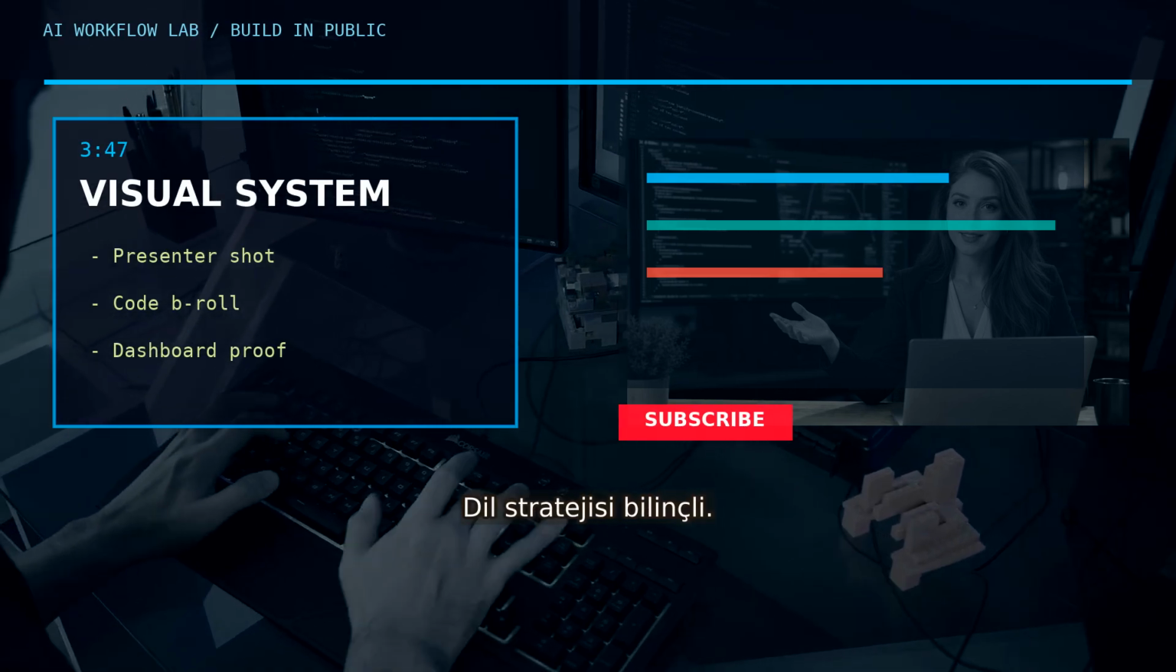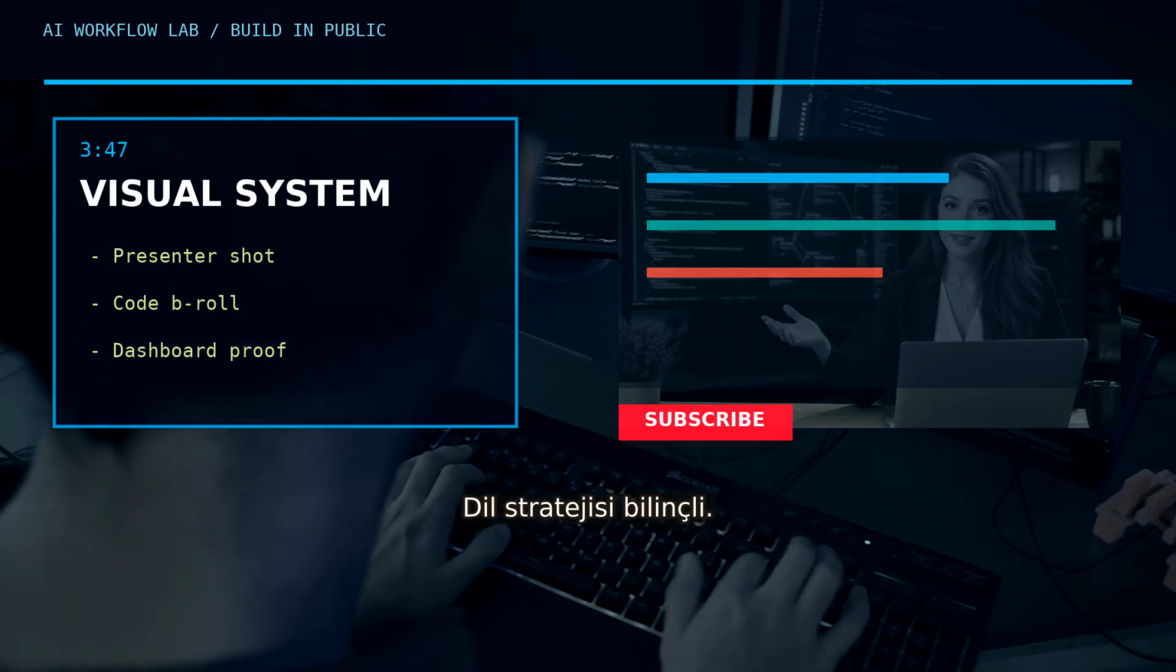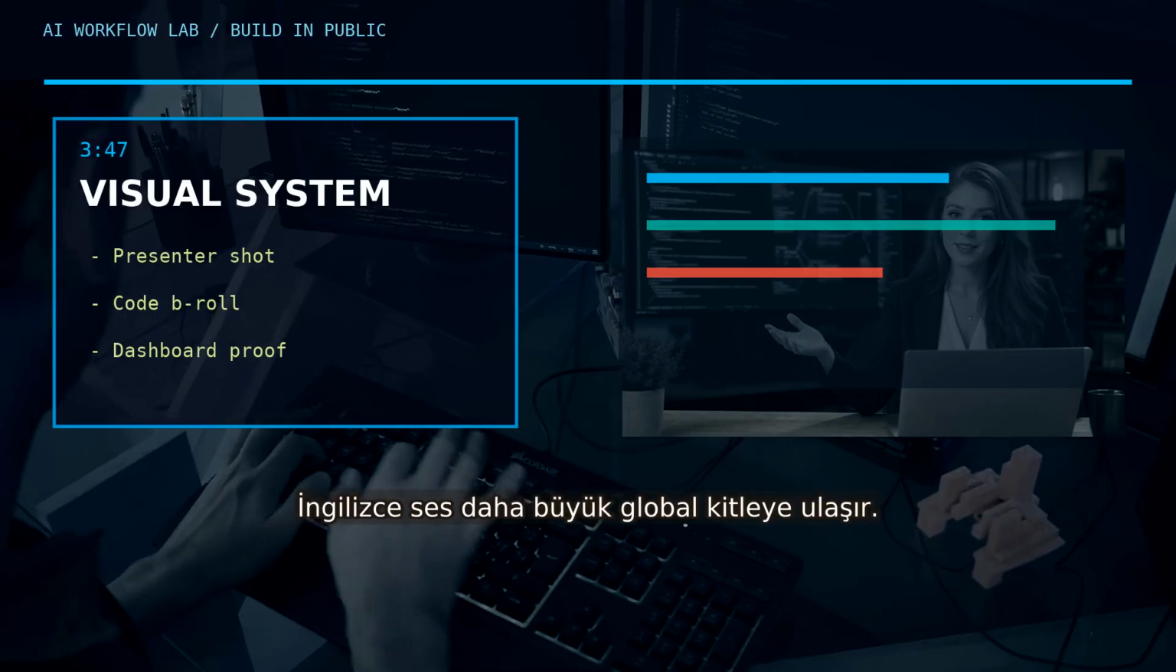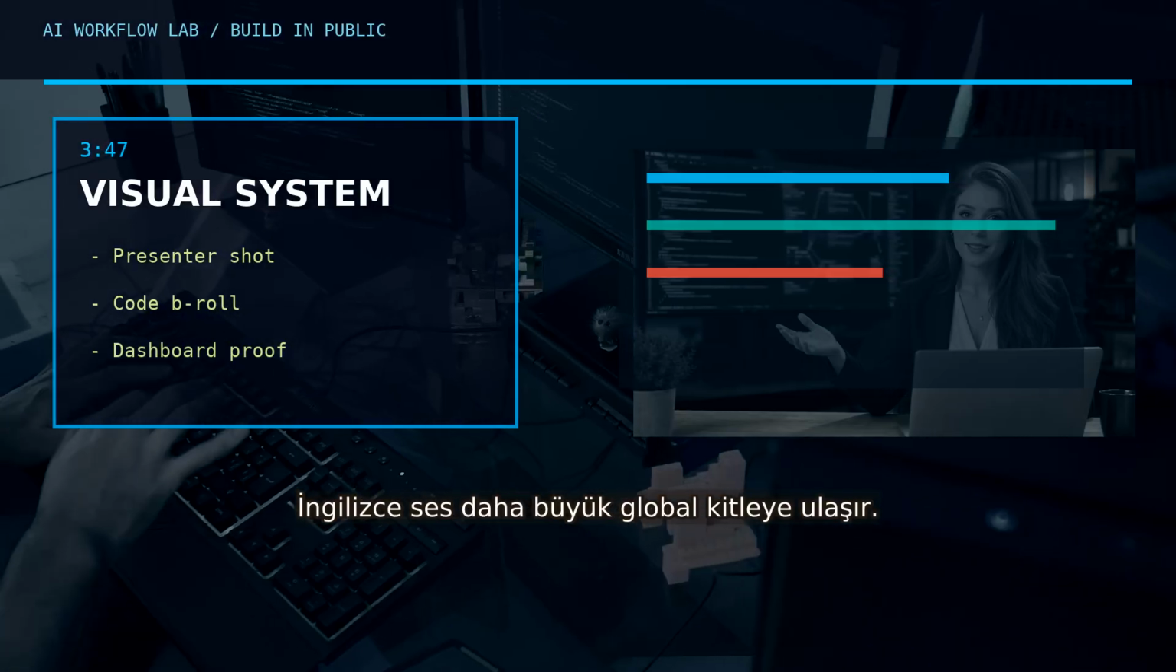The script engine should remove filler before rendering begins, because fixing a boring video after render is slower than fixing the script early. This is where automation needs taste, not just speed.